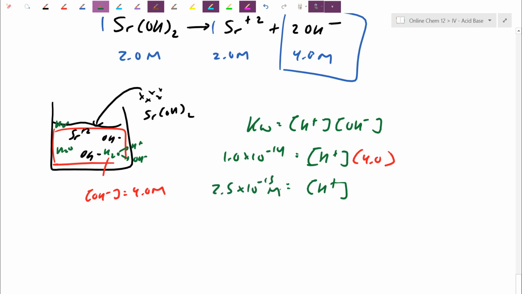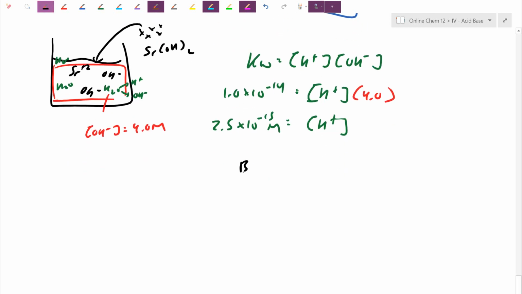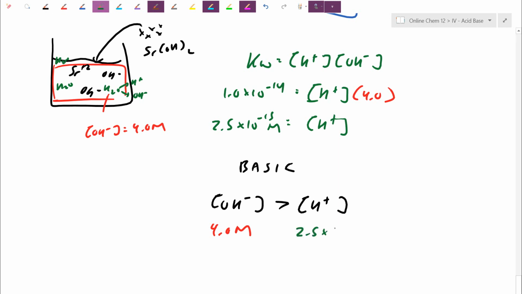It's not that a basic solution can't have H plus. Water will always self-ionize, but we can classify this solution here as a strong base forming a very basic solution. That's because the hydroxide concentration is bigger than the H plus. Looking at your numbers here, 4 molar of the hydroxide, and the H plus that gets recreated by water self-ionizing is only 2.5 times 10 to the negative 15. All right? So because water has this ability to self-ionize, it can make sure that there's still acid particle in a basic solution, still some hydroxide in an acidic solution. It's just the interplay of which one's bigger that matters.